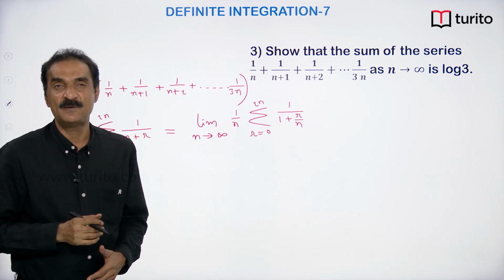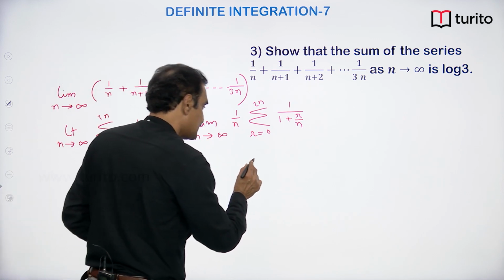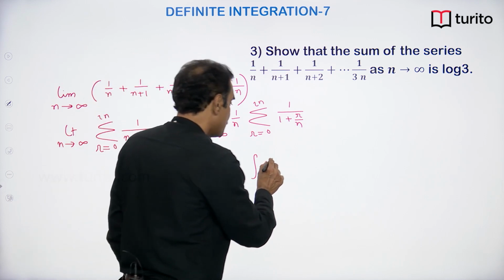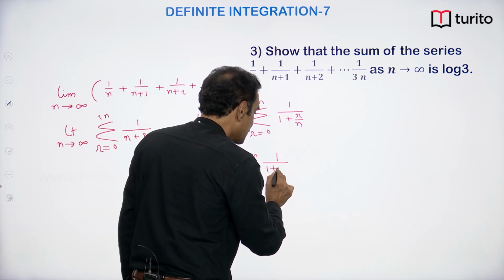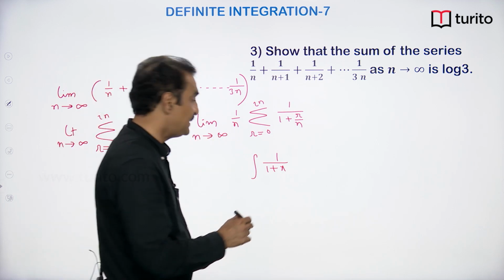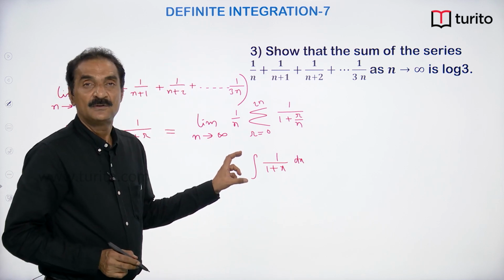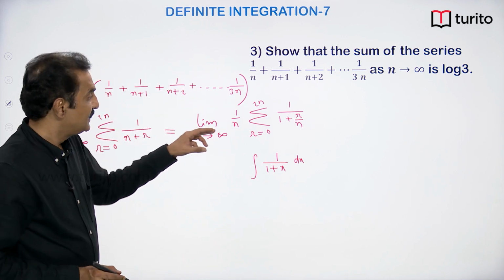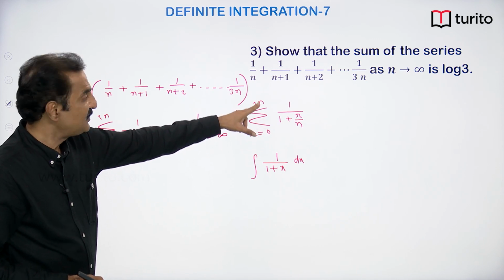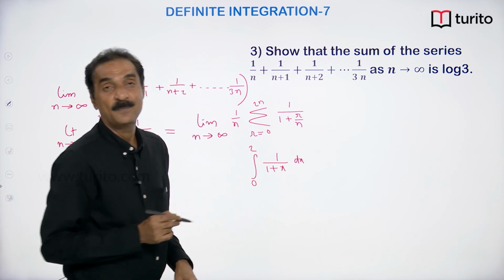What is the next step in the working rule? Replace integral by sigma, replace r by n by x, we will get the function 1 by 1 plus x, replace 1 by n by dx. Then to get the limits of x, divide the limits of r by n, then you will get 0 by n to 2n by n. The limits will be 0 to 2.